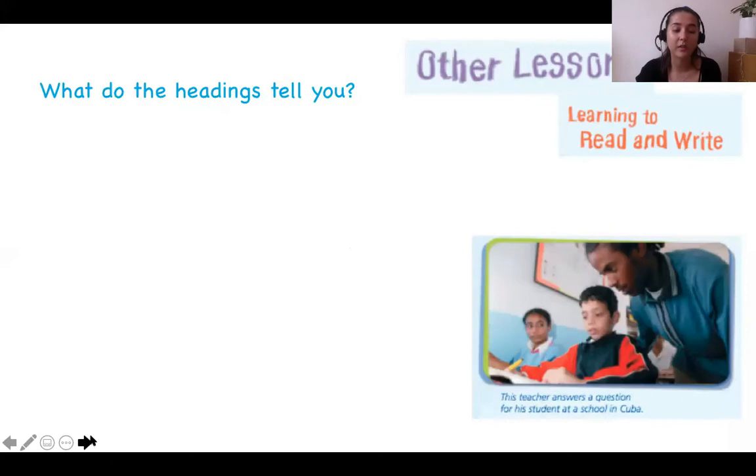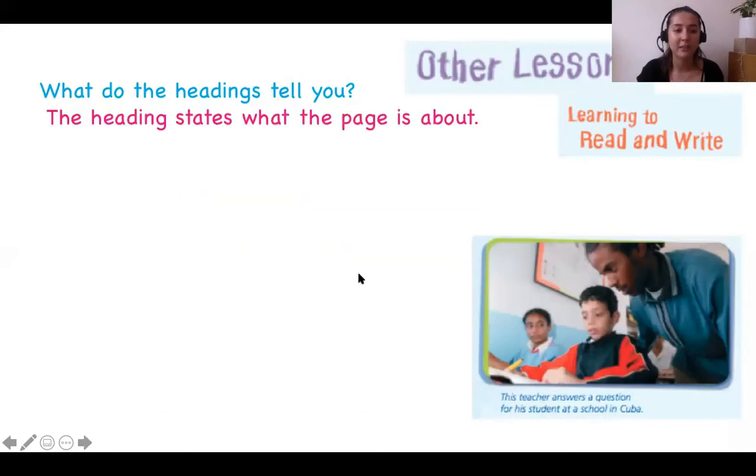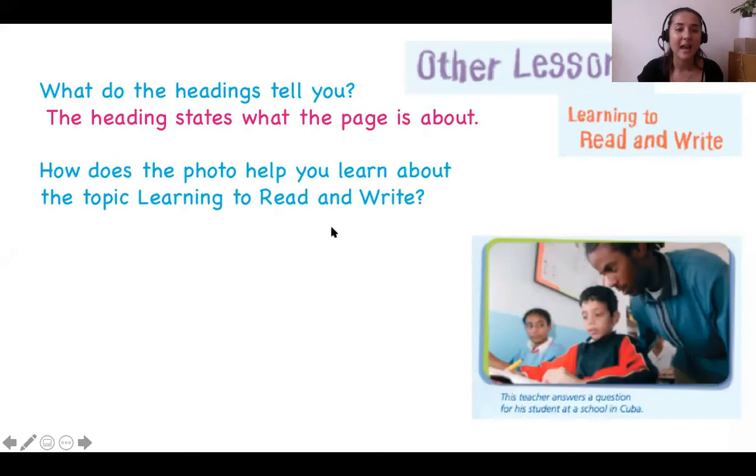It tells us what the page is going to be about. Have a look. The heading states what the page is about. So it's very helpful for us readers because it organizes the pages. We know exactly what we're going to read about. Good job, Zweeming. Okay, next, have a look.